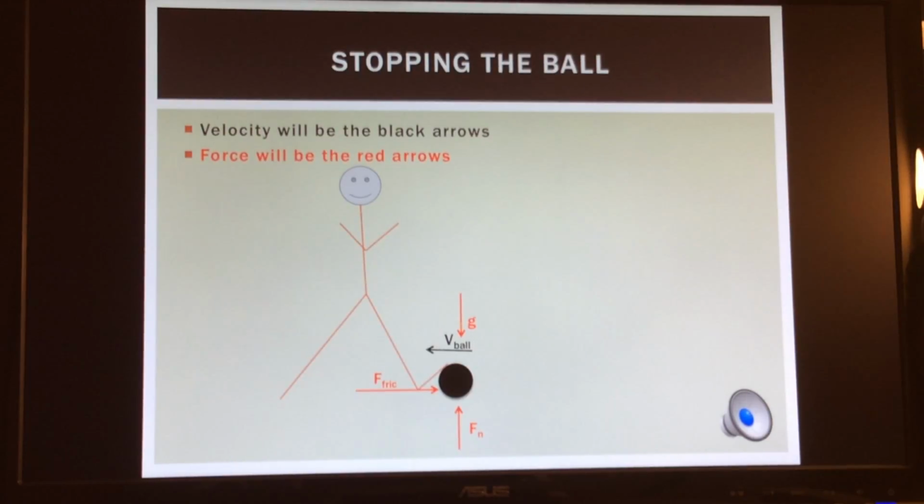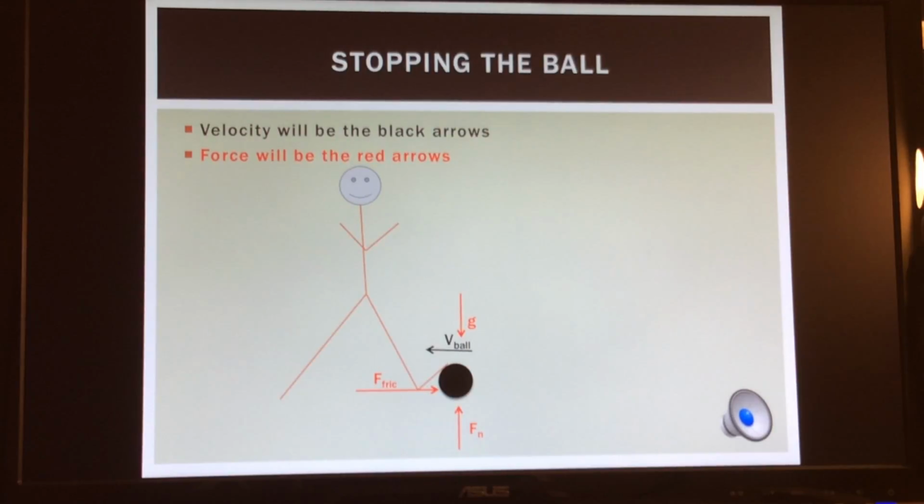As the ball is rolling and the player decides that he wants to stop the ball, he's going to leave his heel on the ground and just slightly raise his foot to create an angle where the ball will slide in between his foot and the ground.